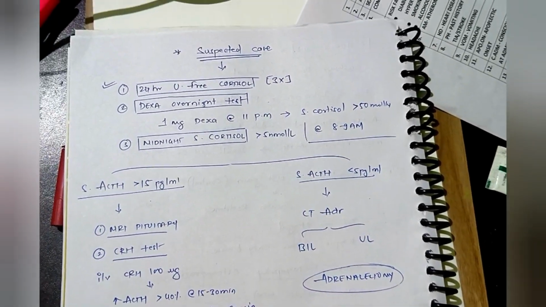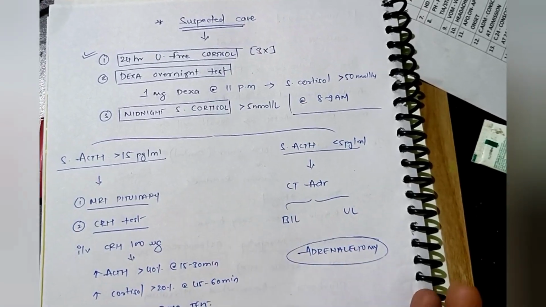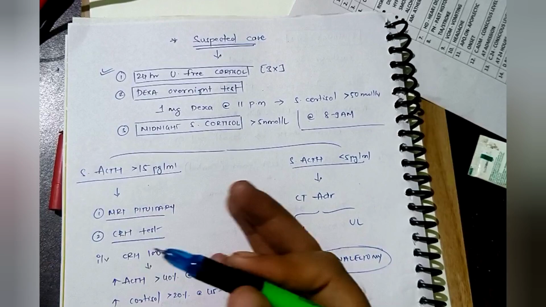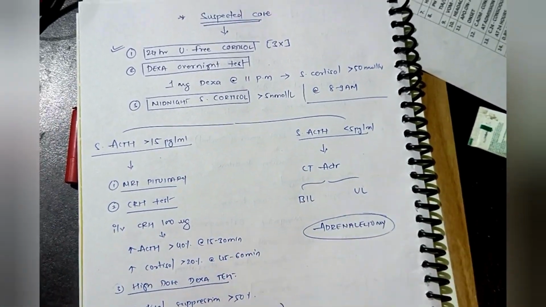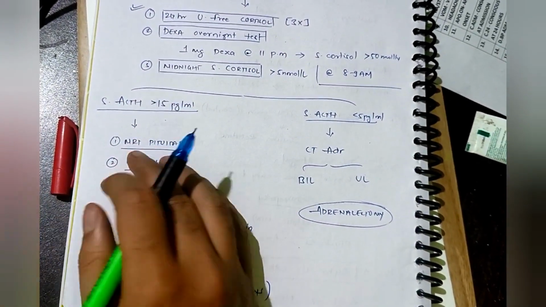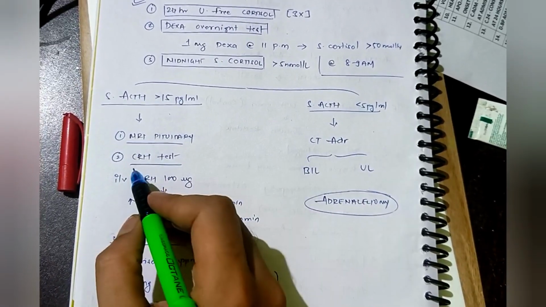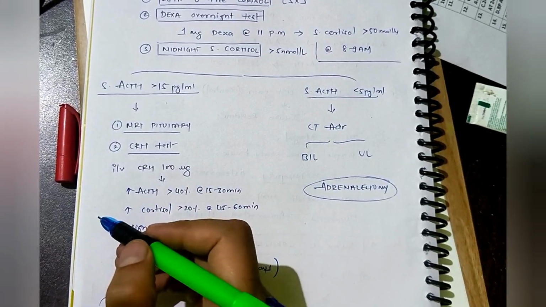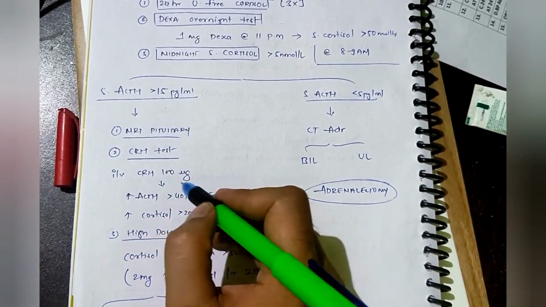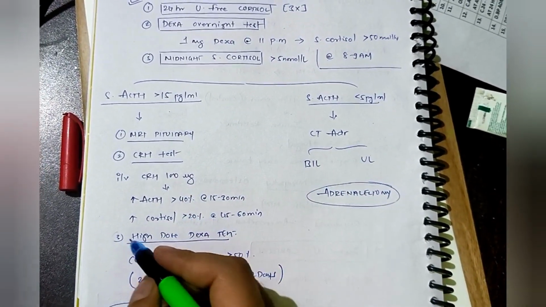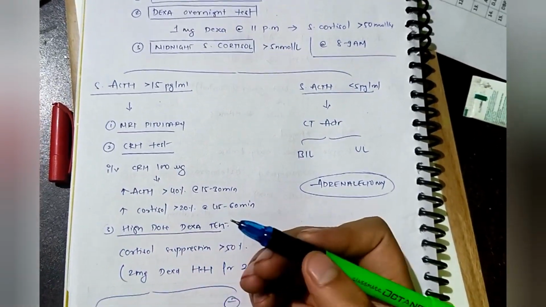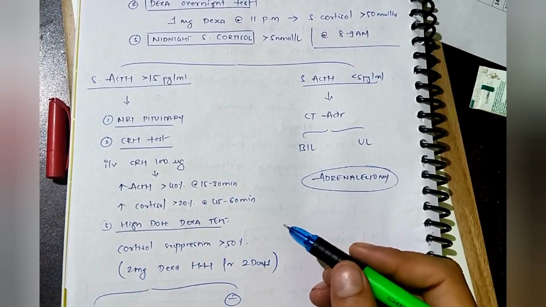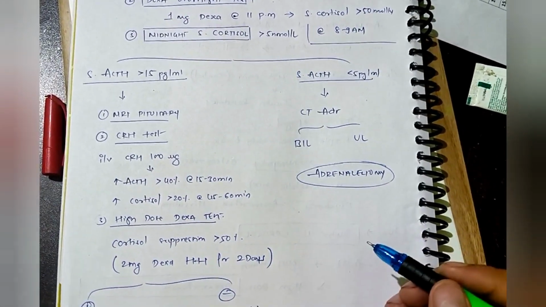Okay, now to differentiate whether it's a central or peripheral cause, what you do is serum ACTH levels. If it's more than 15, that means obviously it is from either central or ectopic. So in that case, when the ACTH levels are high, you do MRI pituitary to rule out the adenoma. You do the CRH test, that is corticotropin releasing hormone test, in which we give IV CRH 100 micrograms, and then we see the ACTH. If it's increasing more than 40% at 15 to 30 minutes, and cortisol level increasing more than 20% at 45 to 60 minutes, then the test is positive.